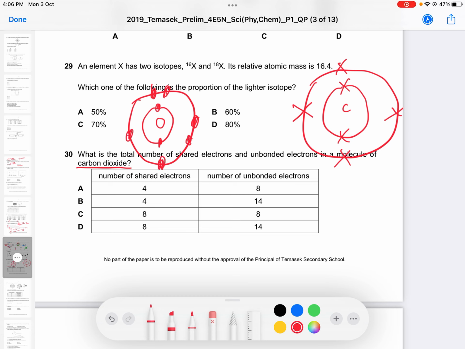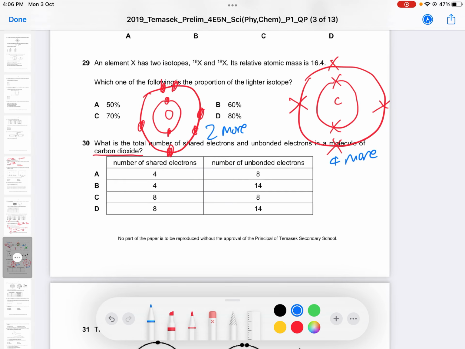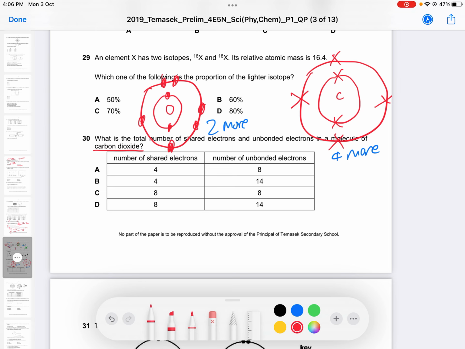If you look at it, carbon needs 4 more electrons to be stable, and oxygen needs 2 more electrons to be stable. So carbon will need to bond to 2 oxygen. So why 2? Because each one will share 2. Now you look at this, carbon is stable.